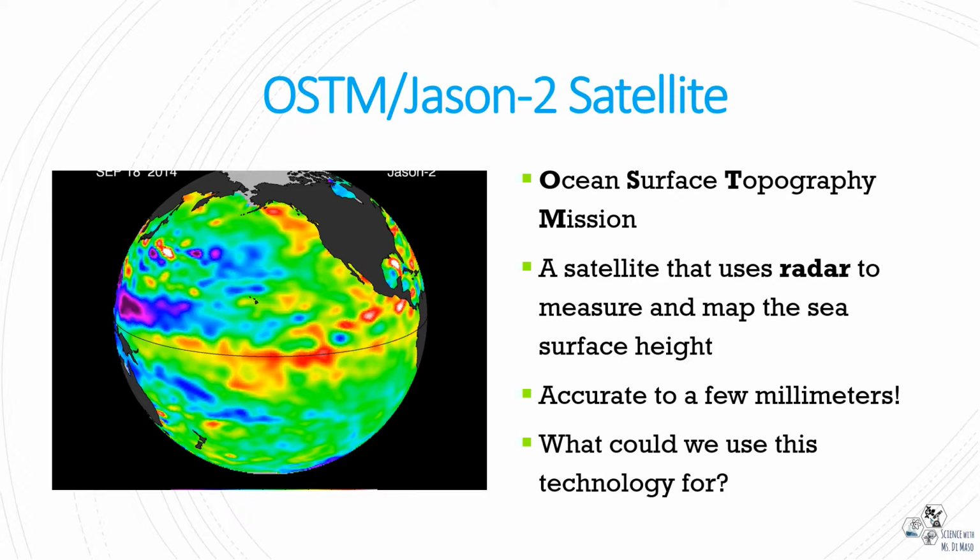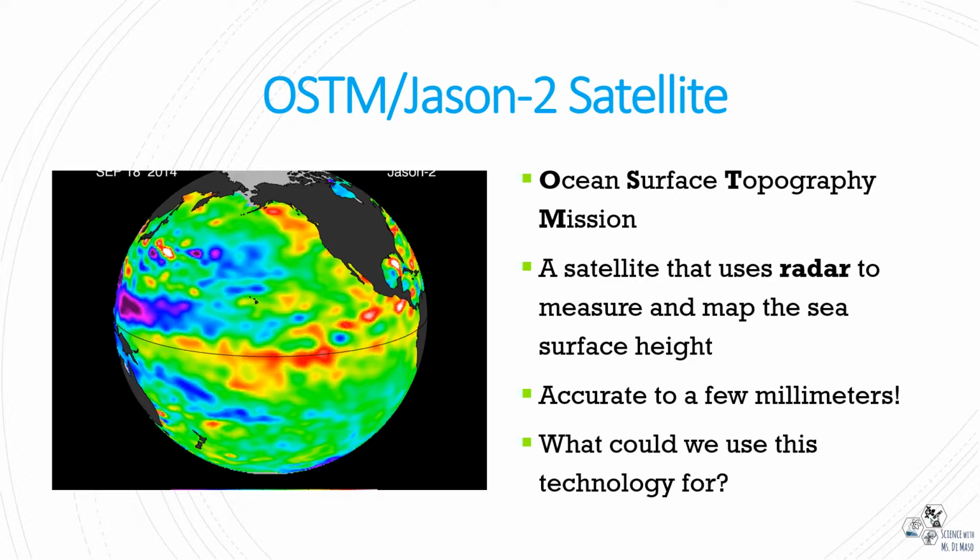The second type is the OSTM, or Jason-2 satellite. OSTM stands for Ocean Surface Topography Mission. This satellite is going to use radar. It's not going to be the same as the previous one. And it's going to measure and map the sea surface. So this one's looking at one very specific thing. It only wants to know what's going on at the surface of the ocean. And this is a very, very accurate satellite.